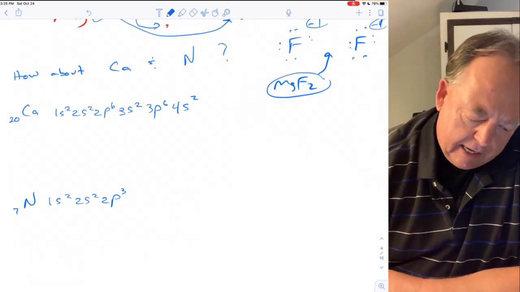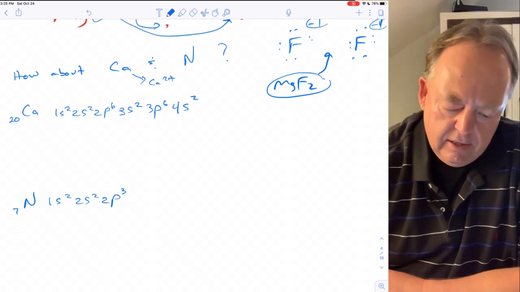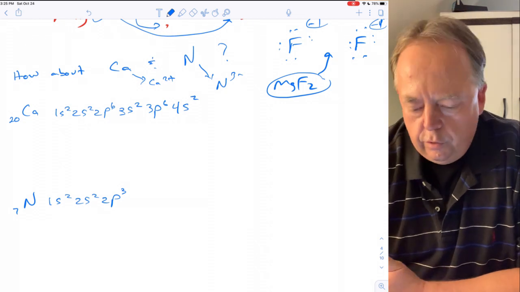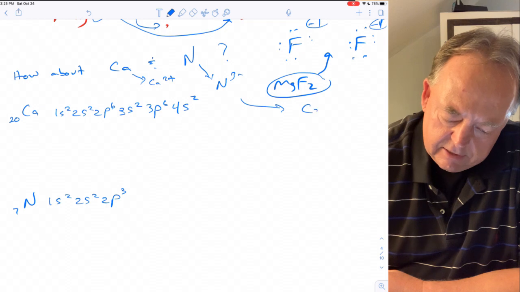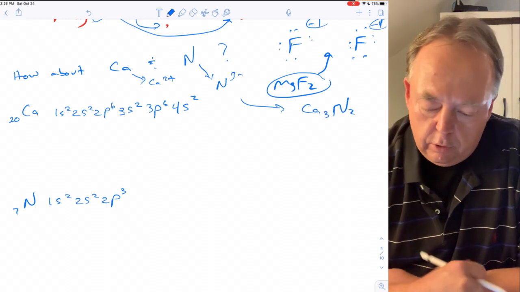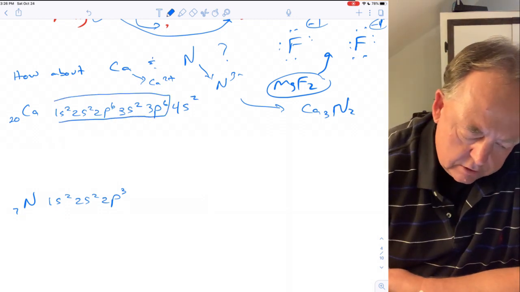Okay, so how about calcium and nitrogen? Well, what charge does calcium like to be? It's a group 2 metal, so it likes to be +2, right? And nitrogen, if you remember, likes to be 3-. So the formula for the compound it would make would be Ca3N2, calcium nitride.